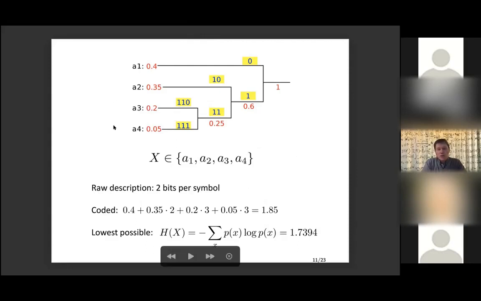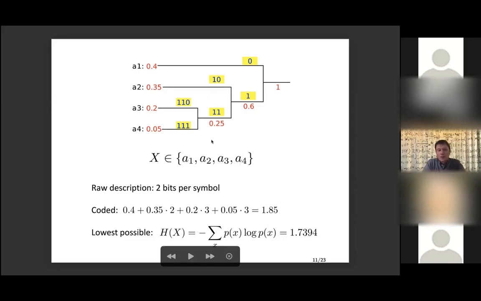So if I illustrate here a random variable with four outcomes, and they are listed here in decreasing order of probability. So you have the probabilities here, 0.4, 0.35, 0.2, 0.05. If you want to observe and store or transmit a value of this random variable, a raw description would require 2 bits, as you can see. 2 bits can enumerate 4 outcomes. So I could enumerate the 4 outcomes 0 0, 0 1, 1 0, 1 1.